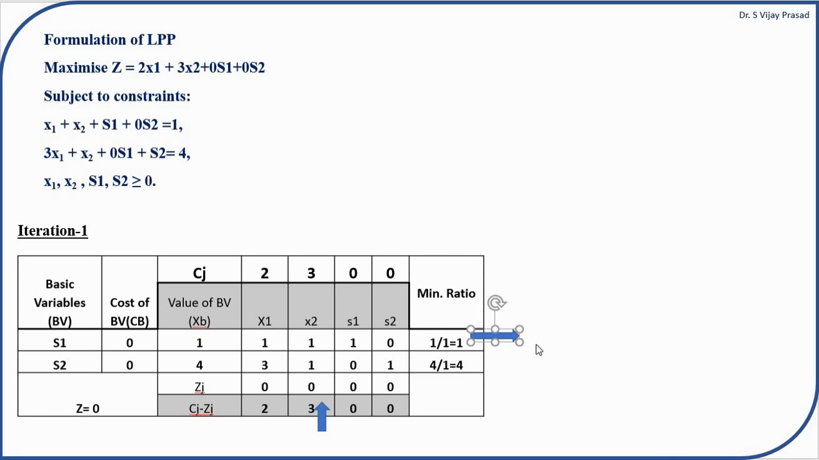That shows that the S1 variable is going to go out from the basis. At the place of S1, x2 is going to enter the basis in the next table. This is the meaning of this. Now it is time to identify the key element or pivot element. How do we calculate the pivot element here?